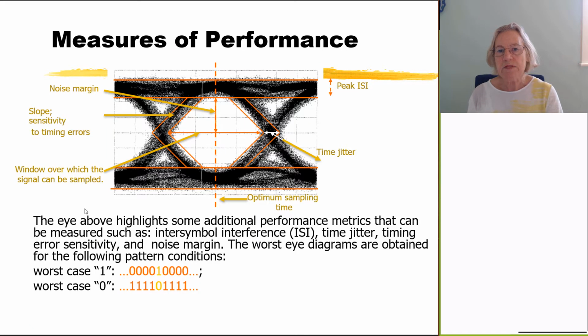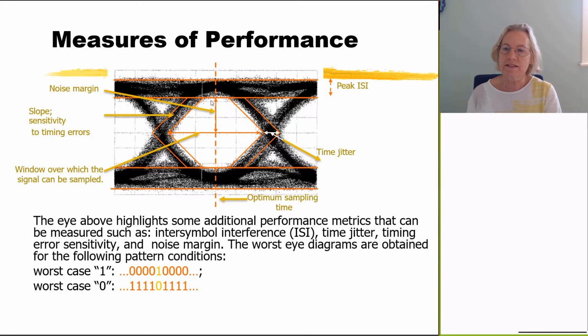So the eye diagram is a useful tool for assessing the quality of the transmission that we have. So this is a way of measuring our performance. So this would be a typical eye diagram. And in this typical eye diagram, we have a number of quantities which have been indicated here.